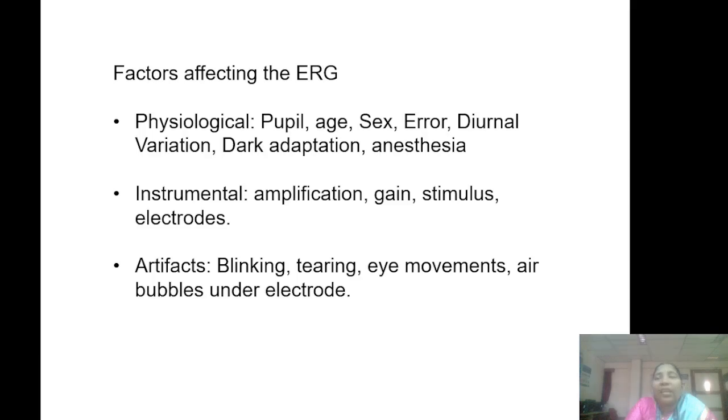Then sex, male or female. Then the diurnal variation, dark adaptation, and anesthesia. When the person is given anesthesia, they will feel drowsy. In that case, we will find it very difficult to get the ERG.